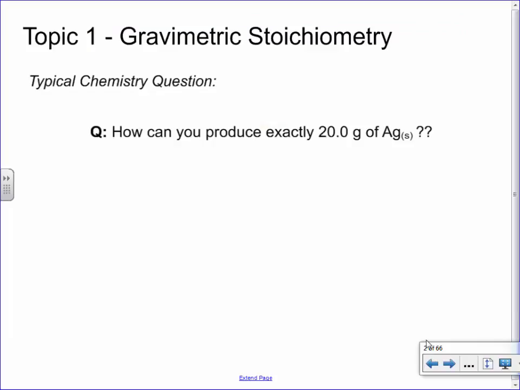Let's say that for whatever purpose you have, I don't care what your goal is, you need to make 20 grams of silver. Now, I'm not just saying about 20 grams. I'm saying I want it to be exactly 20.0 grams right on the dot. I don't want you to make me 22 grams and I have to get rid of some. I don't want you to make me 18 grams and I'm coming up a little bit short. Does that make sense? And I want it to be silver solid, not, say, silver liquid. Not that we'd normally expect that.